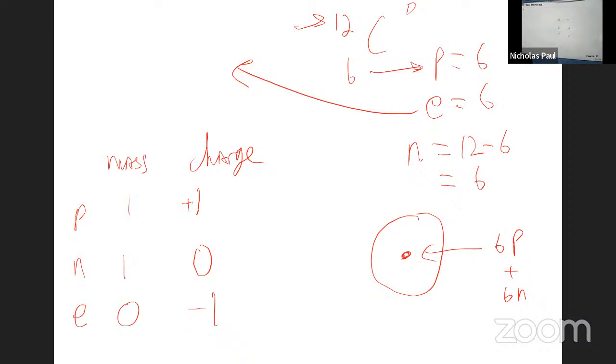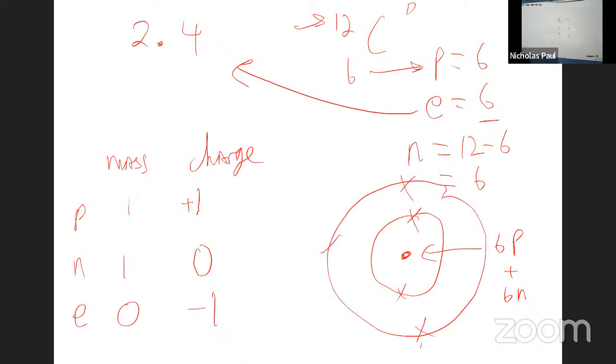The first shell could only hold 2. The next shell could hold up to 8, and the shells after that could hold 8, right? So since you have 6 electrons, it will be 2 and 4. 2 plus 4 is 6. So you have 2 in your first shell, and in your second shell you have 1, 2, 3, 4, and then it's like pairing them up. Your first shell could only hold 2, your second shell could hold 8, and all the rest could hold 8 after that, at this level.